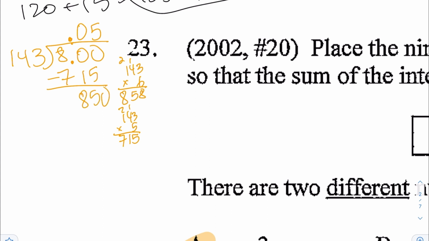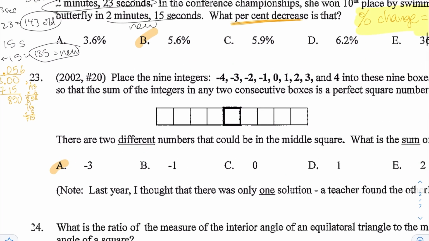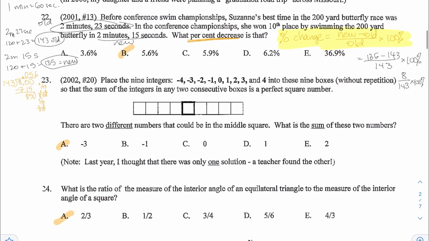And then you have 850, which is going to be really, really close to 6. So you can kind of just estimate around about 6. And when you multiply 0.056 by 100%, you move the decimal to the right 2 places, so that's a 5.6% decrease, which is choice B.